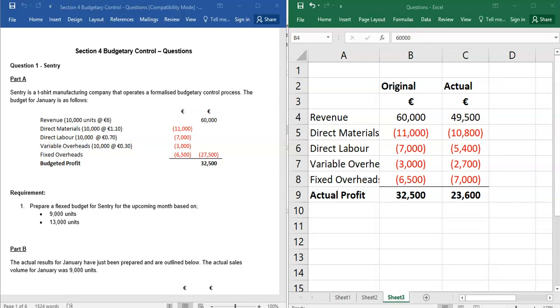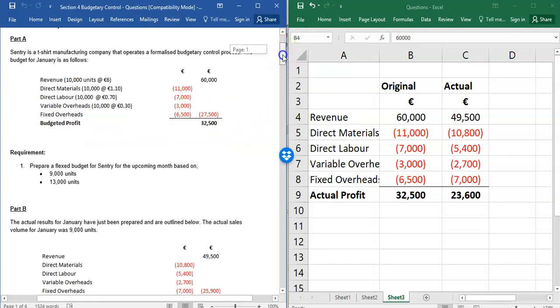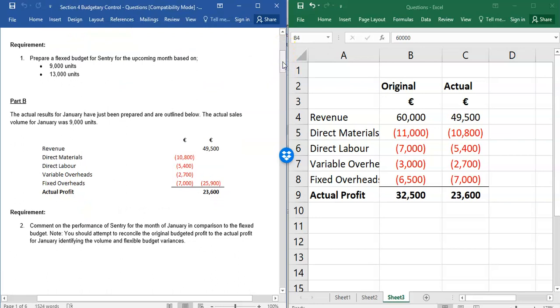So in the Sentry example, they're asking us in part A to prepare a flex budget for 9,000 units and 13,000. And then in part B, they're asking us to comment on the performance in comparison to the flex budget and reconcile the original budgeted profit to the actual profit, identifying the volume variances and the flexible budget variances. So we'll talk you through each of those terminology.